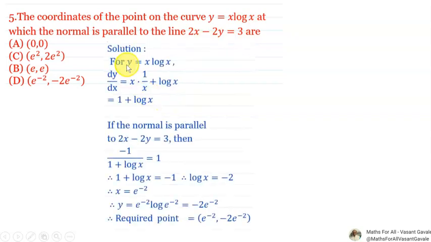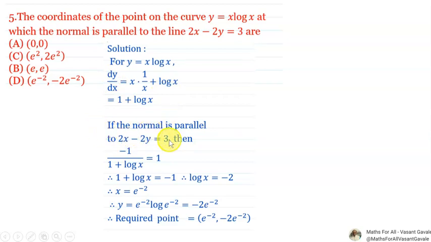Okay. y is equals to x times log x. Differentiate this with respect to x. dy by dx is equals to keep x as it is. Derivative of log of x is 1 upon x. Okay. Next x will get cancelled. Next derivative of x is 1 into log x. Okay. Therefore dy by dx is equals to 1 plus log x.